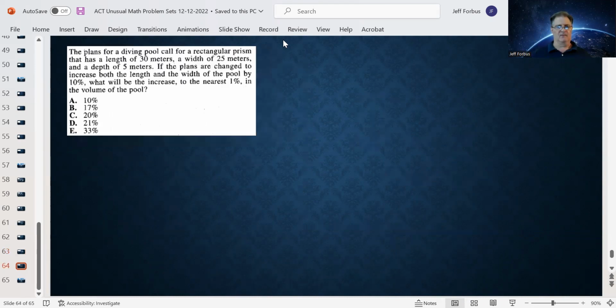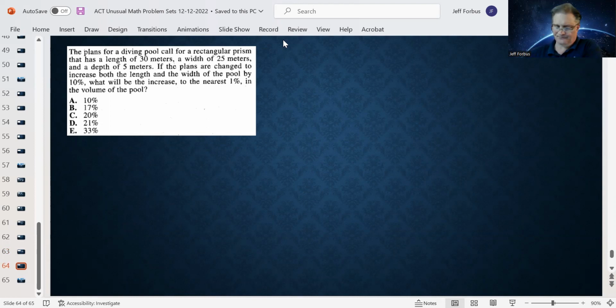All right, we got one. I think this is the last one. Now, with that being said, let's go on to this one. The plans for a diving pool call for a rectangular prism. So a rectangular prism, the idea of a rectangle comes into mind, that has a length of 30 meters, a width of 25 meters, and a depth of 5.